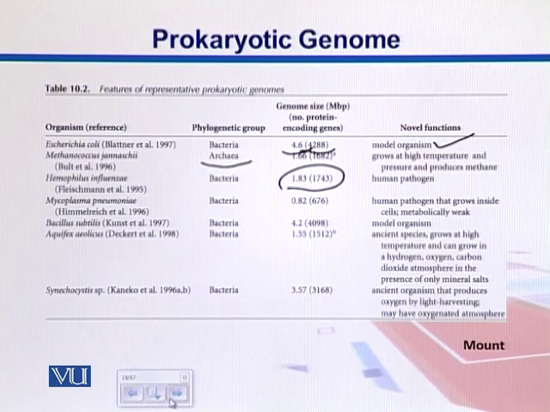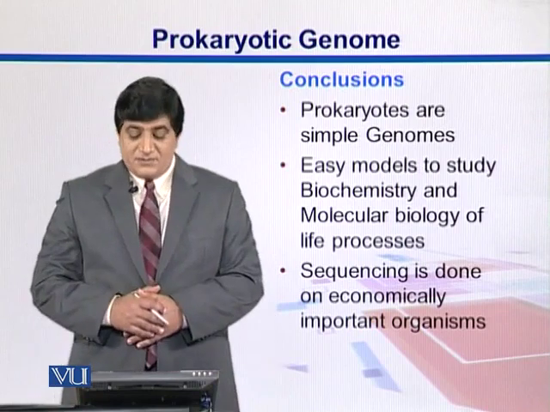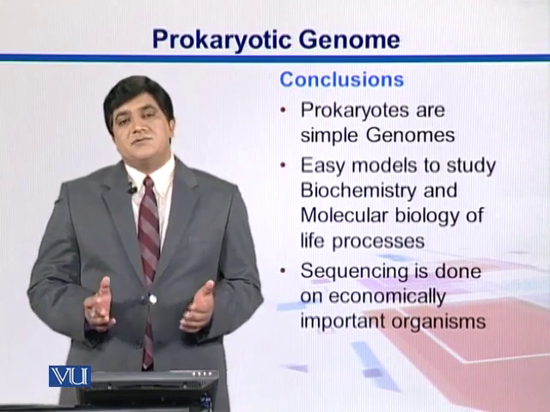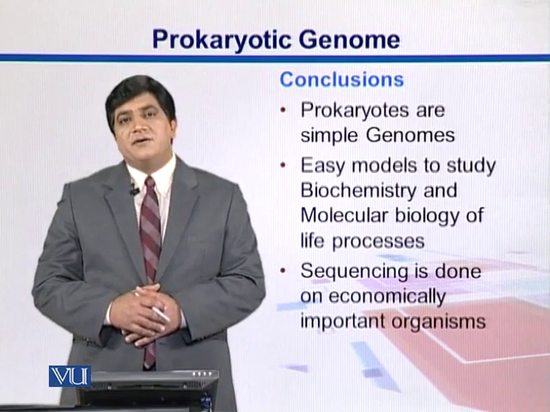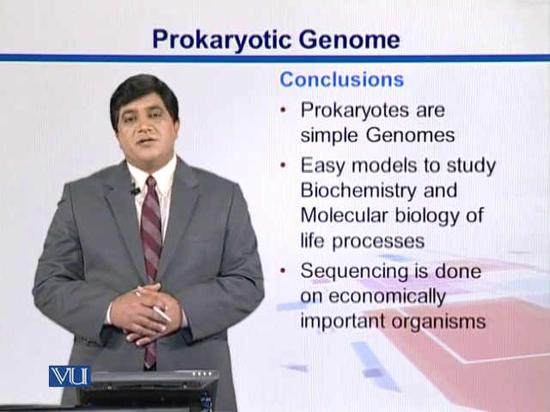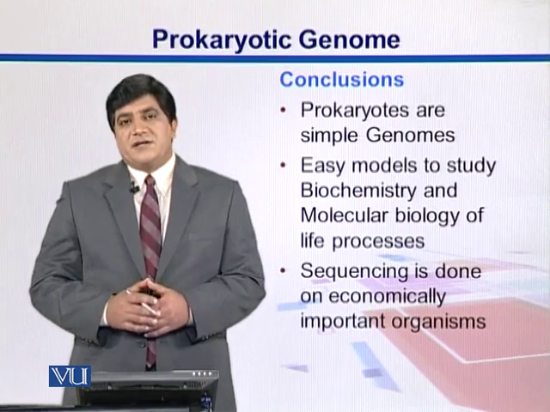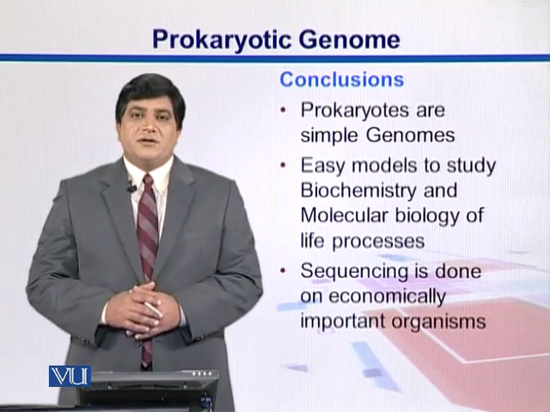We can also have other organisms like Mycoplasma pneumoniae, a pathogen obviously. It was 0.82 MB and 676 genes, and in the end we have Synechocystis, a bacteria, that is 3.57 MB and it has 3168 genes. So prokaryotes have simple genomes. They are easy models to study the biochemistry and physiology of life, and sequencing is normally done on these simple genomes first, and then it helps in exploring the complex genomes.